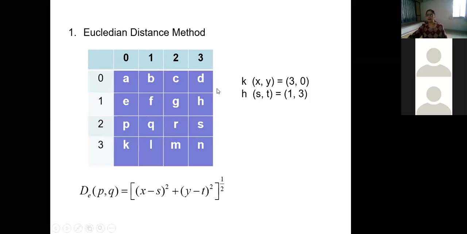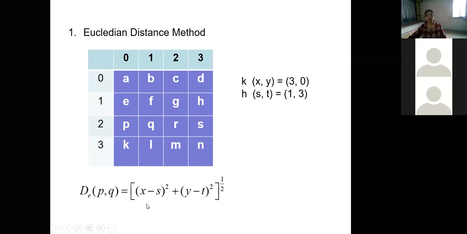So for K, yes, your answers are correct. X, Y is 3, 0. And for H, coordinate value, H is in first row and third column. So it is 1, 3.